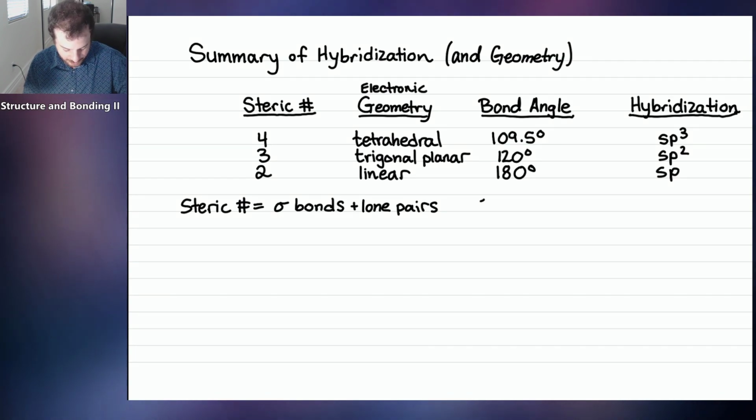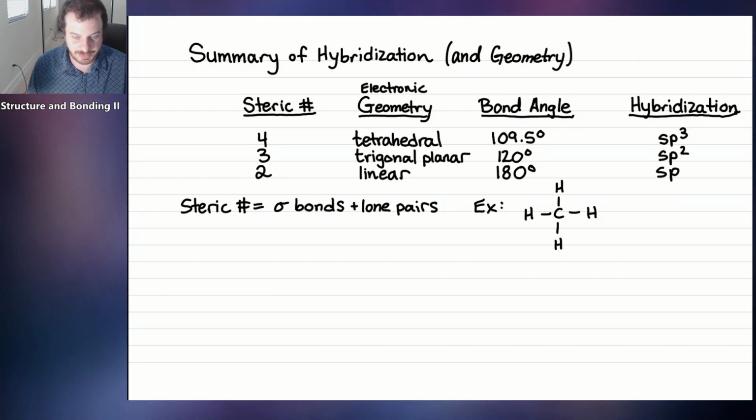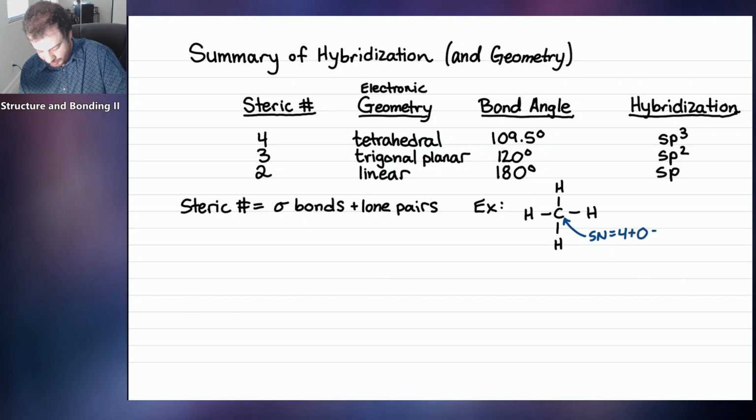So let's do an example here of CH4, methane. I would have to specify which atom we want the steric number of, so let's say the carbon in methane. So we're looking at this carbon. How many sigma bonds does it have? 1, 2, 3, 4 sigma bonds. And how many lone pairs does it have? Those are the little dots. None. So the steric number equals 4 plus 0, which equals 4.